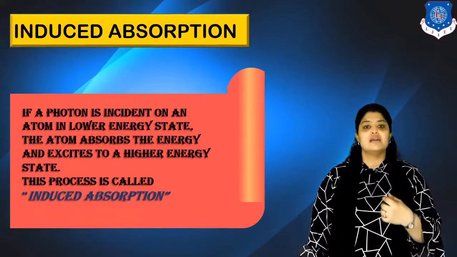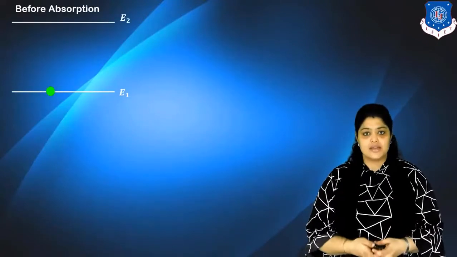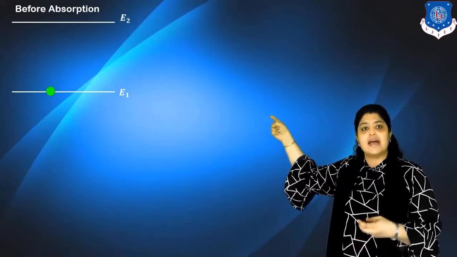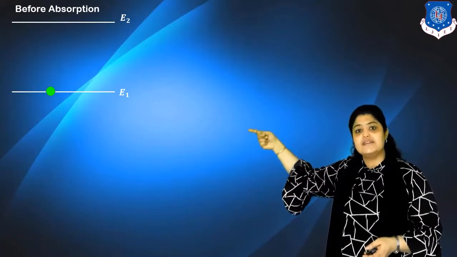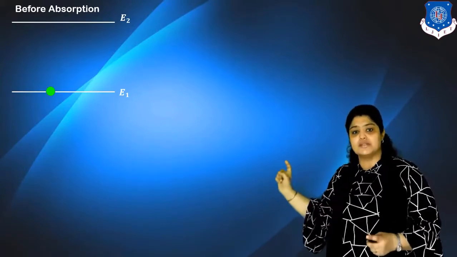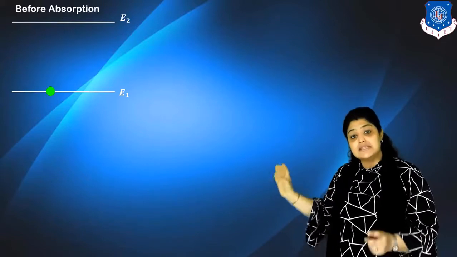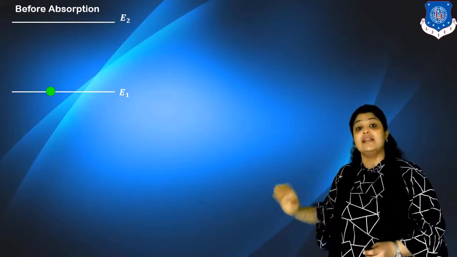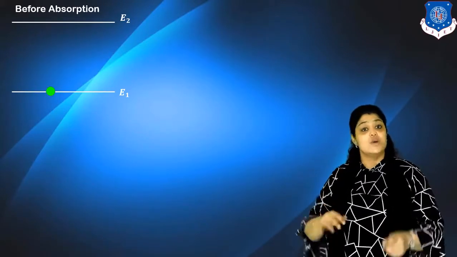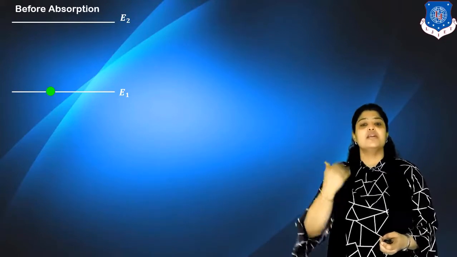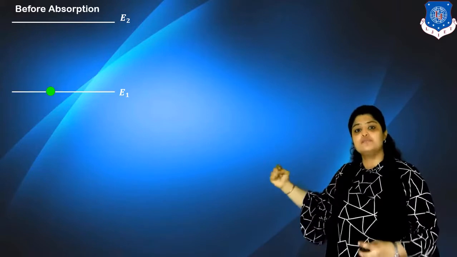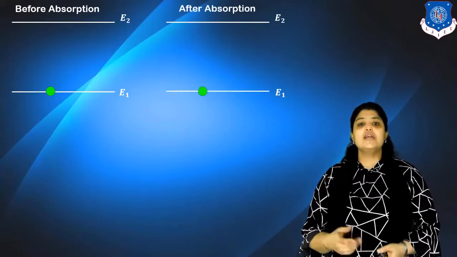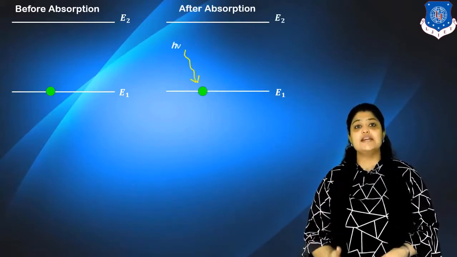So let's see what exactly this process is. Here in this diagram, I have shown E1 as the lower energy level, E2 as the higher energy level, and we have only one atom in the process. This atom will stay in the lower energy level till external energy is provided. Without any external energy, the atom cannot excite to a higher level. So this is the situation which is before absorption. Now let's see what happens if light is incident on it.